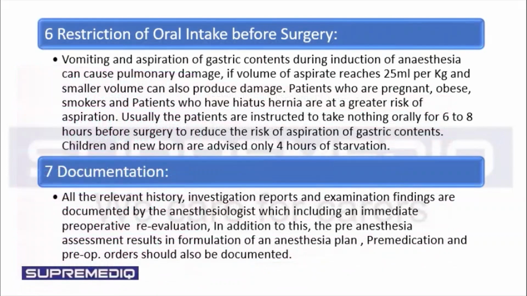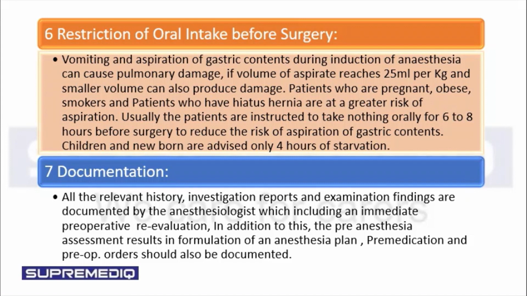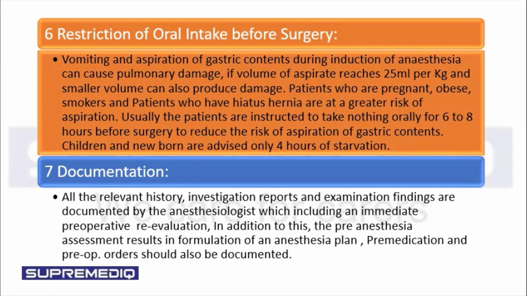6. Restriction of oral intake before surgery. Vomiting and aspiration of gastric contents during induction of anesthesia can cause pulmonary damage, if volume of aspirate reaches 25 ml per kilogram, and smaller volume can also produce damage. Patients who are pregnant, obese, smokers and patients who have hiatus hernia are at a greater risk of aspiration. Usually the patients are instructed to take nothing orally for 6 to 8 hours before surgery to reduce the risk of aspiration of gastric contents. Children and newborn are advised only 4 hours of starvation.